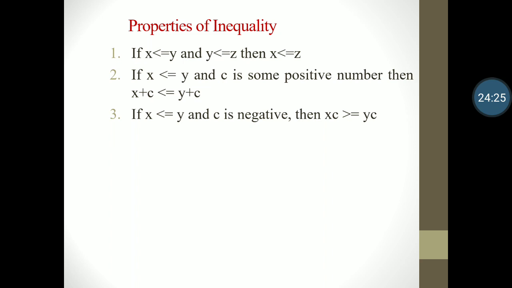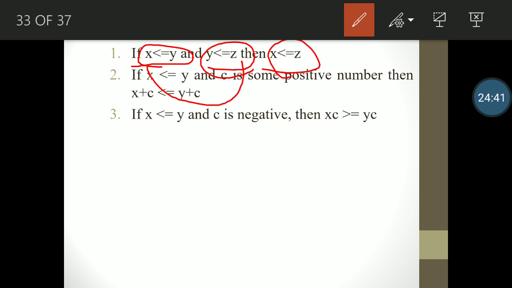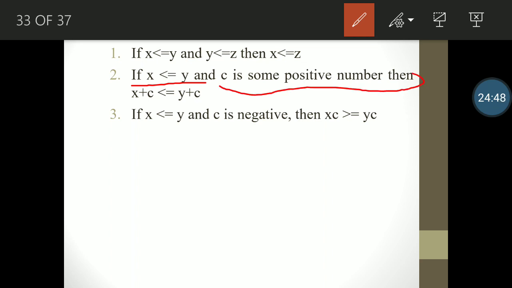If x is less than or equal to y, and y is less than or equal to z, we can directly say that x is less than or equal to z, which is our property. Second thing, if x is less than or equal to y and c is some positive number, then we can add c to both: x plus c and y plus c. So our result, x less than or equal to y, will be the same.